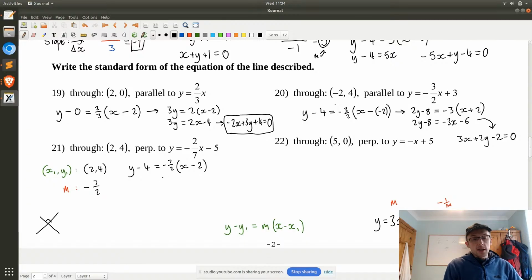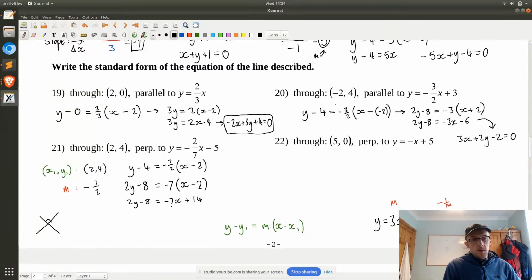It's easier to turn this into standard form if I get rid of that fraction there. And the way to do that is to multiply both sides by 2. So the left-hand side becomes 2y take 8. And the right-hand side becomes negative 7, and that is left alone. Okay. Expand everything. 2y take 8 equals negative 7x plus 14.